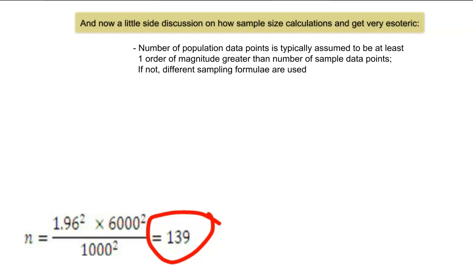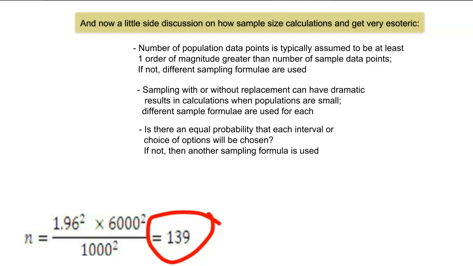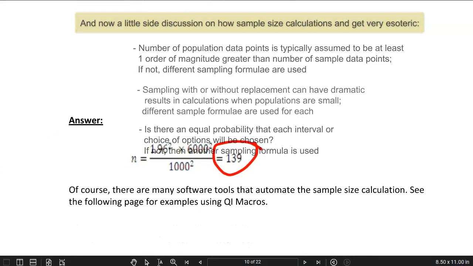Sometimes your population data isn't much, much greater, and in those situations, the formula that we just walked through would have to change. Are you sampling with or without replacement? Is the population much larger or not? Is there an equal likelihood that the different choices that could be chosen on, say, survey questions could all equally be chosen? On a scale of 1 to 5, are people likely to choose just as equally a 1, a 2, a 3, a 4, or a 5? That's not always the case, and then your sample size calculations are going to vary.